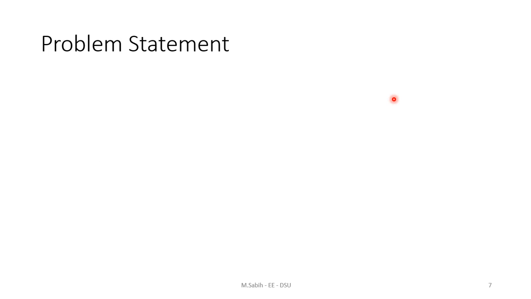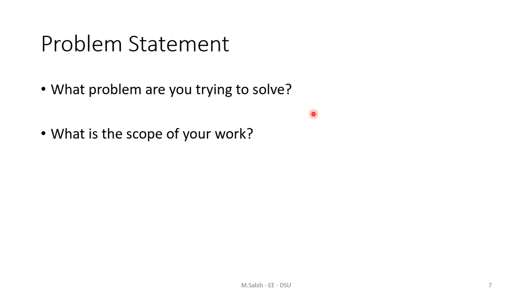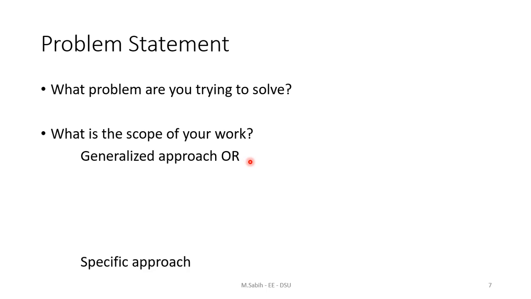So secondly, we can go to the problem statement. और problem statement में ये है कि what problems are you trying to solve, इसको highlight करना ज़रूरी है. And next we have the scope of work. Scope of work is crucial, क्योंकि इसी से हम बताते हैं कि either the solution that we are doing, or the problem we are tackling, is a generalized approach or a specific approach.